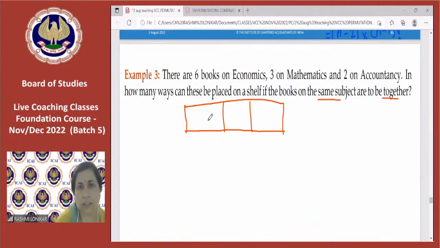Okay, there are 3 sets of books. One set of books is of economics, one is on mathematics, and the third is of accountancy. So this I have to place over there in the shelf. Now, what can happen is there are 3 places and 3 sets of books.